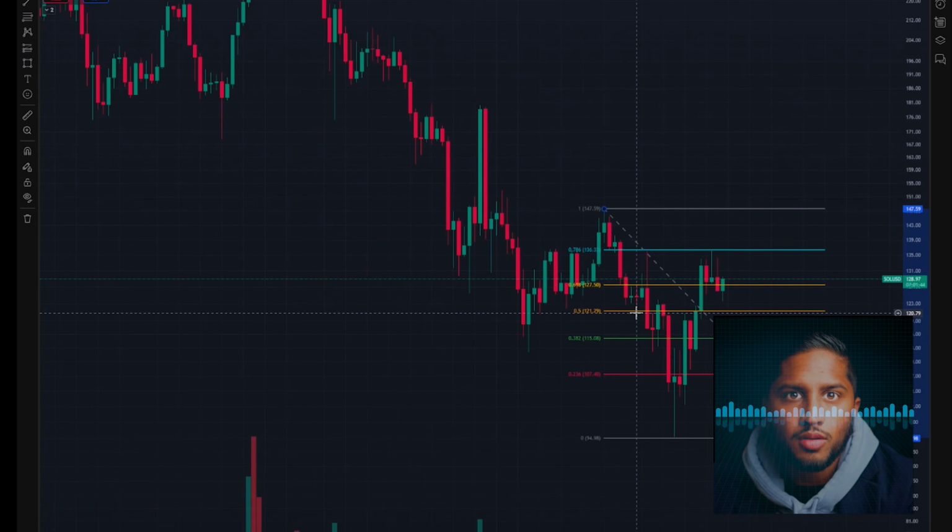That's why when you trade, you have to use multiple confluence, or you have to have confluence and have multiple indicators that are signaling the same thing. Fibonacci is just one of them.